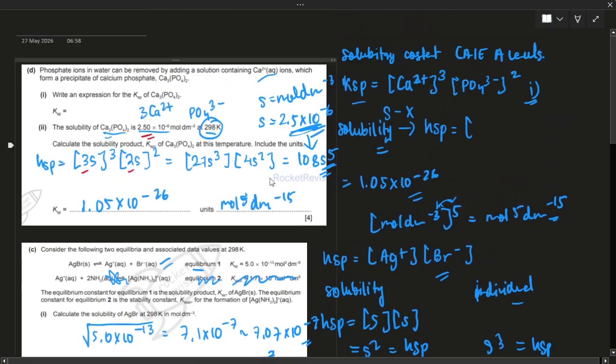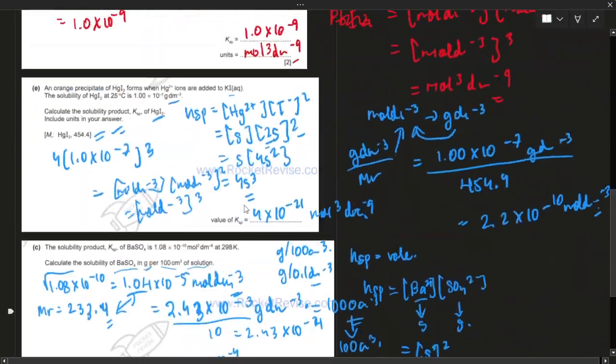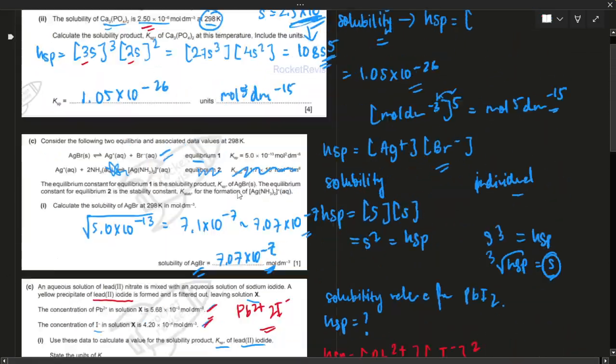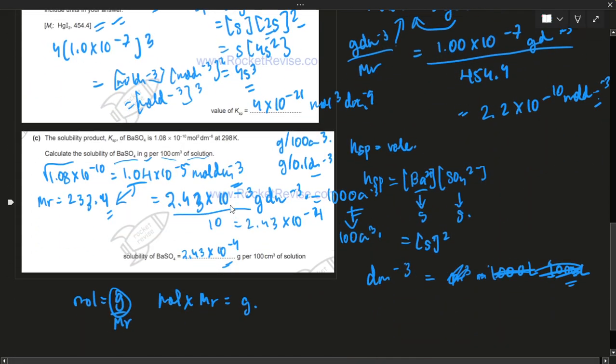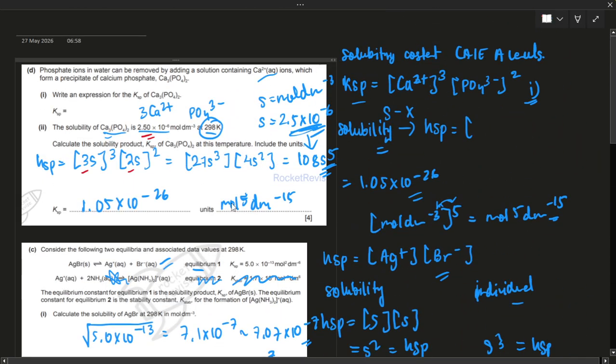And anyways, I think if you practice these 4 questions that I just did, and you go through as many past papers as you possibly can, I think answering KSP questions is like light work. I think it's extremely easy.